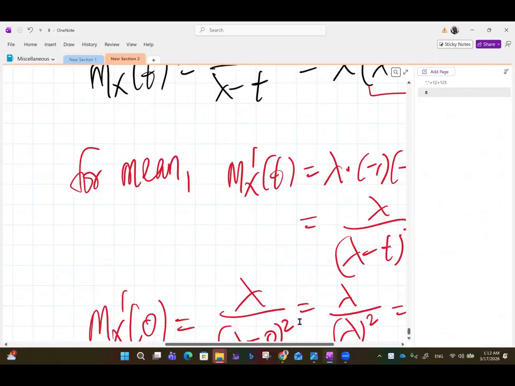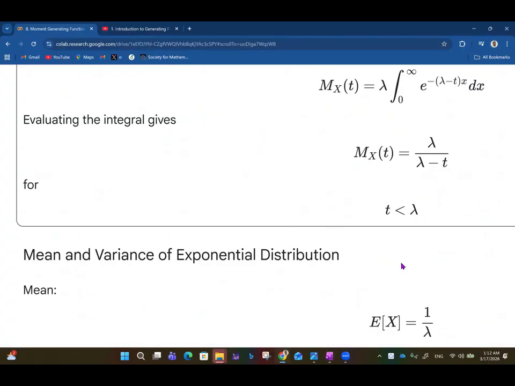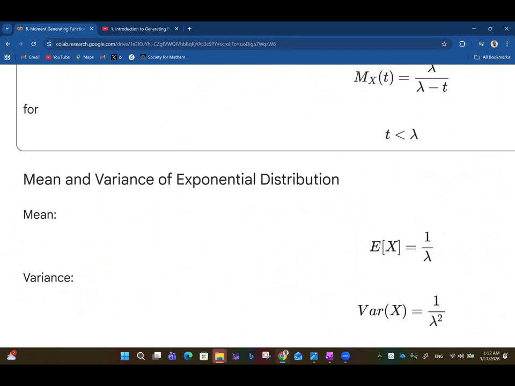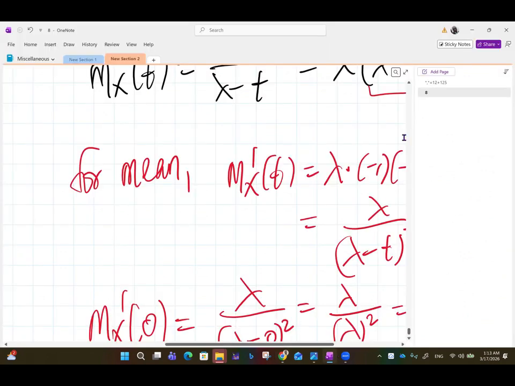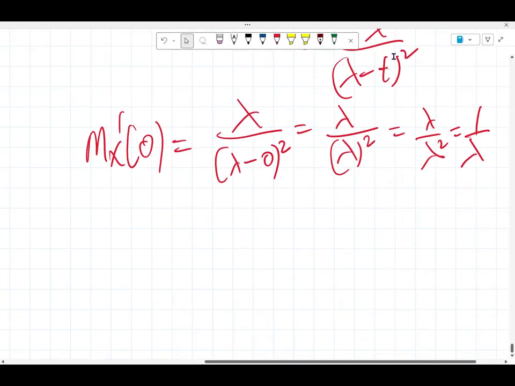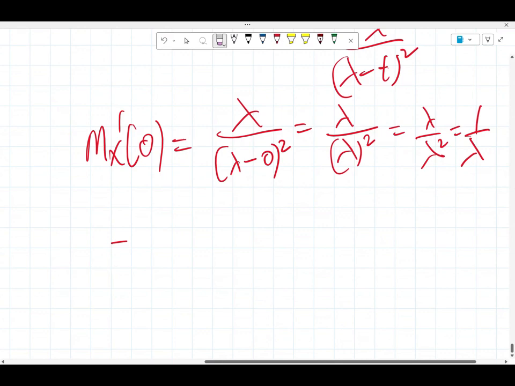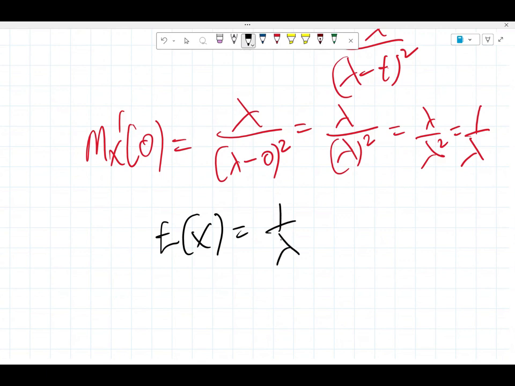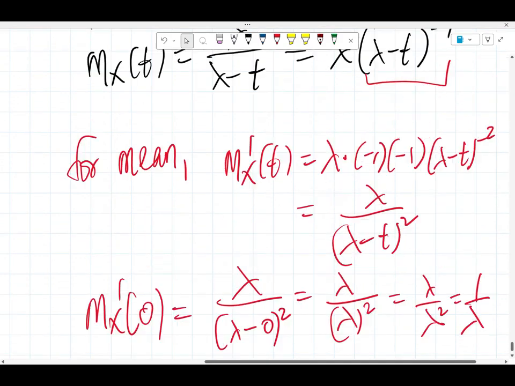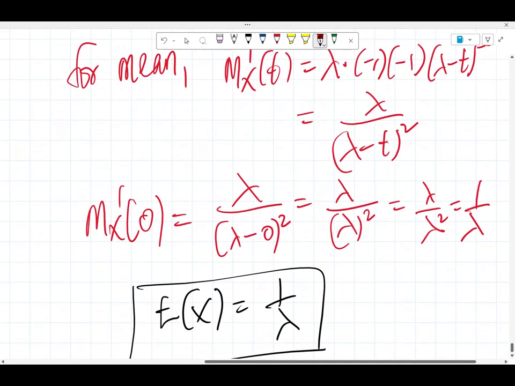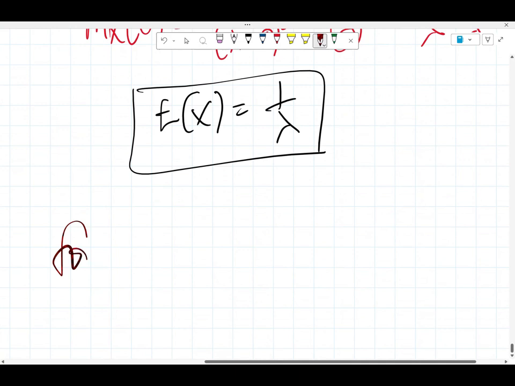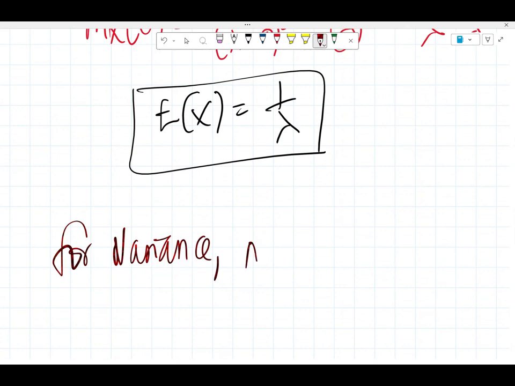Is that the mean actually? The mean here, yeah, okay. The mean is 1 over lambda, because lambda over lambda squared is 1 over lambda. So we say the expected value of x is 1 over lambda for the exponential distribution. So for variance, we need m x prime prime of t.